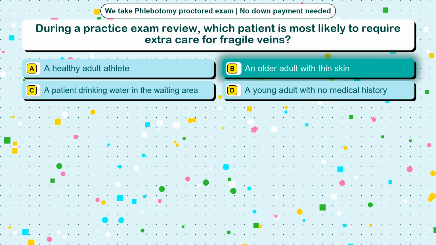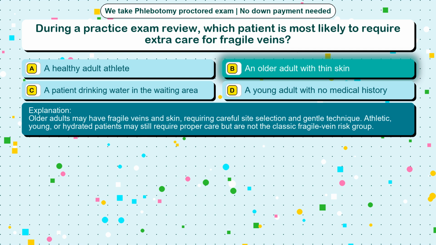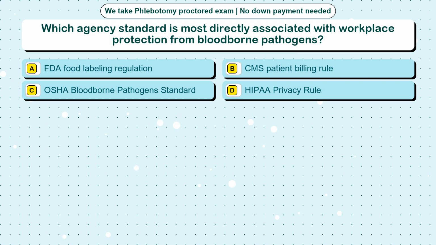The correct answer is option B. An older adult with thin skin. Older adults may have fragile veins in skin, requiring careful site selection and gentle technique. Athletic, young, or hydrated patients may still require proper care but are not the classic fragile vein risk group. Question 79. Which agency standard is most directly associated with workplace protection from bloodborne pathogens?